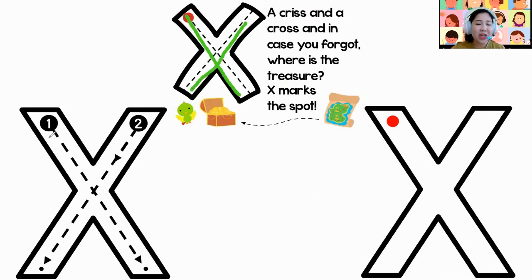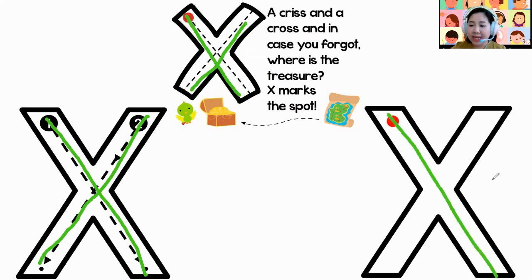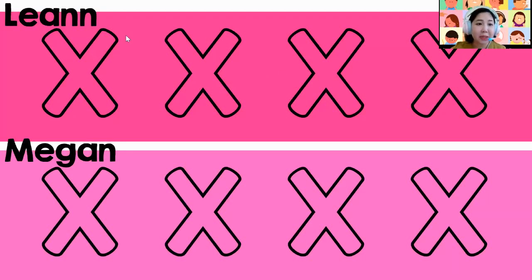Okay, let's do that one another time. This time in the bottom part, let's make a crease and a cross for our letter X. One more time, a crease and a cross. What letter did we make? Letter X. Is this capital or lowercase? It's capital because it's a big one. So a crease and a cross, and in case you forgot, where is the treasure? X marks the spot.